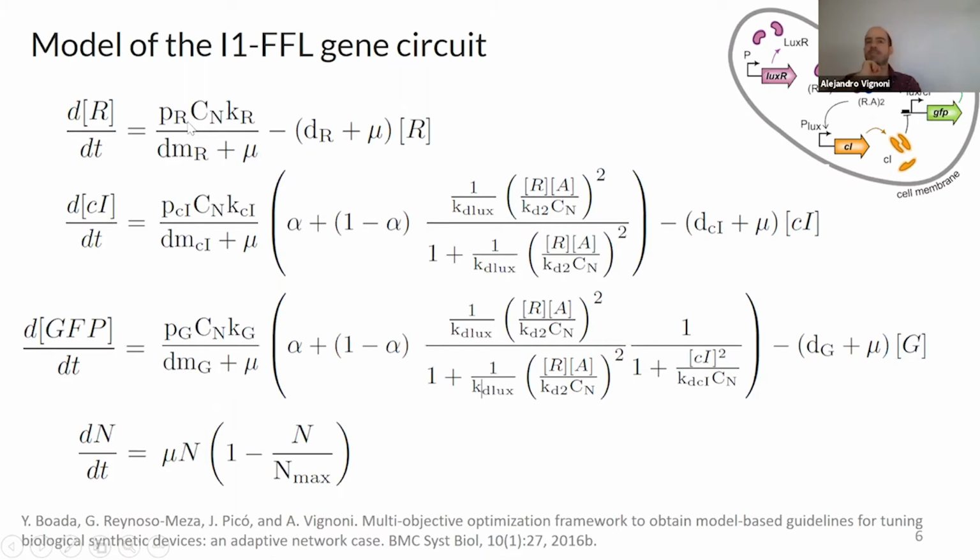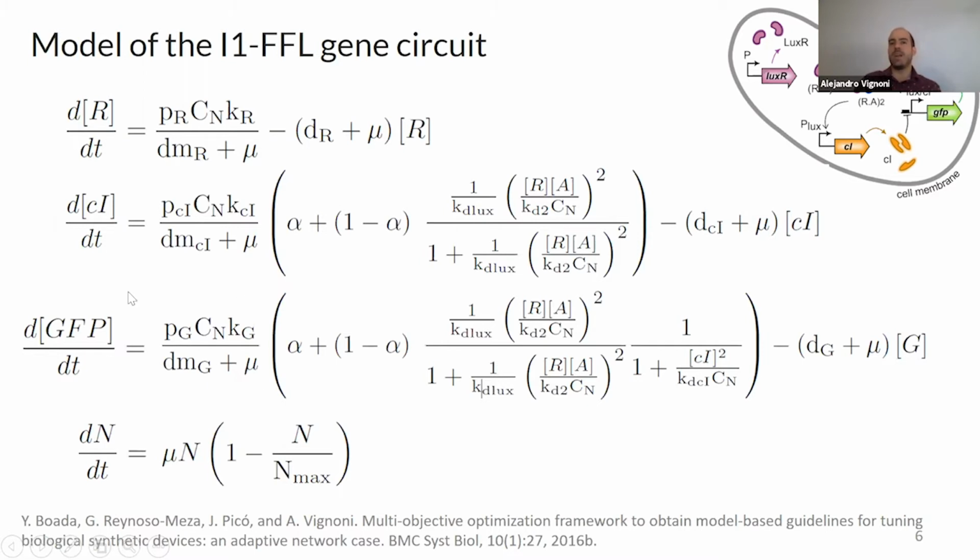And then the protein DR has a decay and a dilution from the growth. If you look at the last equation, this is the growth equation, which is exponential growth with specific growth rate mu, and n is the number of cells. And then we have a maximum capacity of the medium, which makes the famous exponential and then stationary phase curve that we are all familiar with.